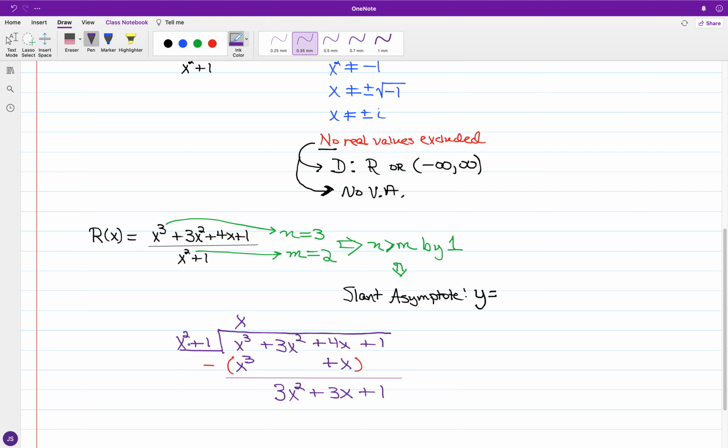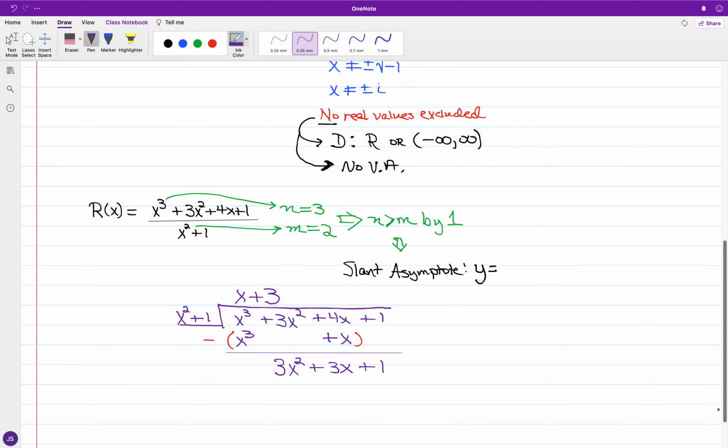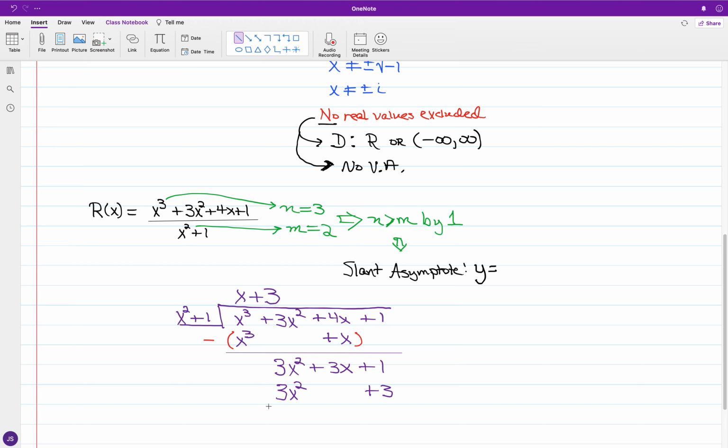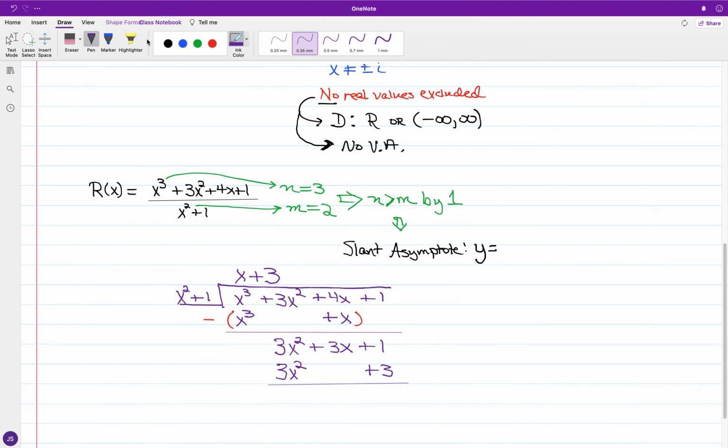For the next go round, going from x squared into x cubed to x squared into 3x squared, we have going in 3 times. 3 times x squared becomes 3x squared, and 3 times 1 is going to be 3. And once again, taking the difference.